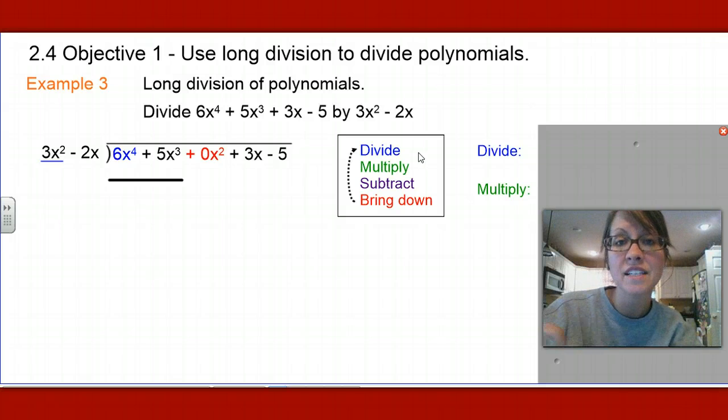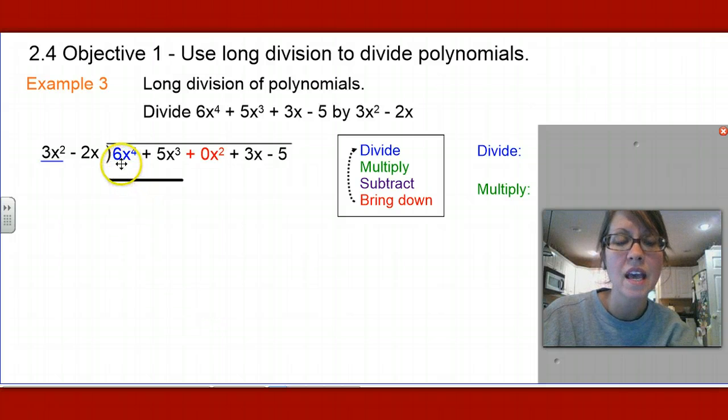Divide, and I say dad divide. We think about dad maybe being the oldest one in the home. Mother multiply, sister subtract, and then brother bring down. Has to be in that order. So dad, mom, sister, brother. Okay? So the divide step, I've colored that in blue, and over here you see some blue as well.